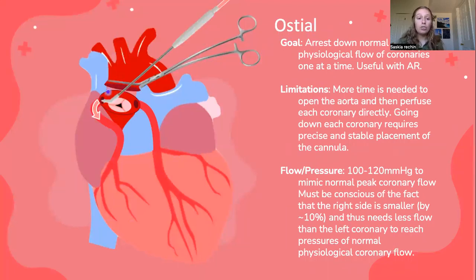Ostial, again, goes normal physiological flow down, but it does require you to open up the aorta, have an ostial perfuser, a handheld perfuser, and then deliver down each coronary directly. Again, you're going to go for a similar pressure of about 100 to 120 down each, but you should be conscious of the fact that the right is about 10% smaller than the left. So it does take a little bit reduced flow to get similar pressures on each.